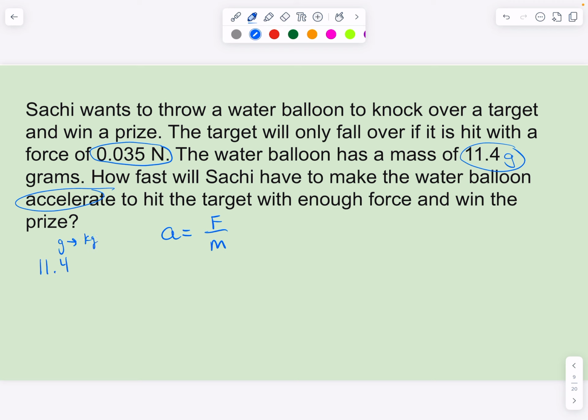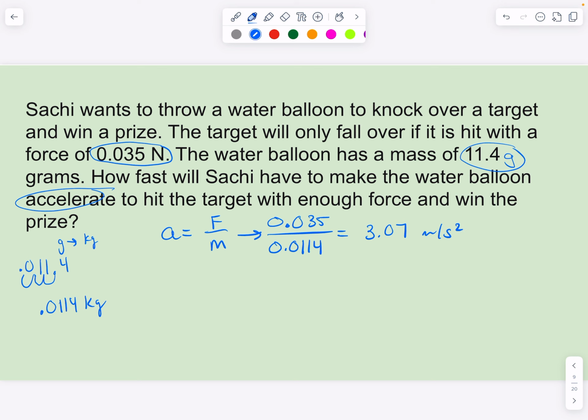So for kilograms, we're going to move the decimal place to the left 3 spaces, 1, 2, and 3. And so we actually have 0.0114 kilograms, not 11.4 grams to use. So the force is the same, 0.035 divided by 0.0114. And that becomes our force divided by our mass, which in this case equals 3.07 meters per second. Okay, and that's that one right there. So that's our meters per second for acceleration.